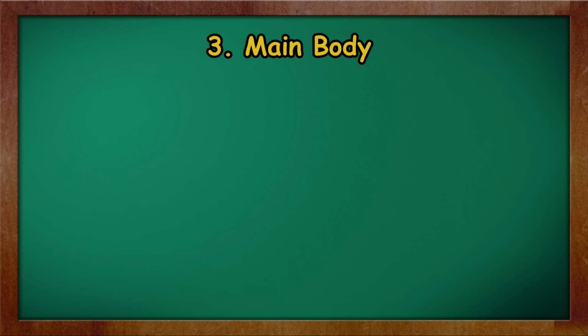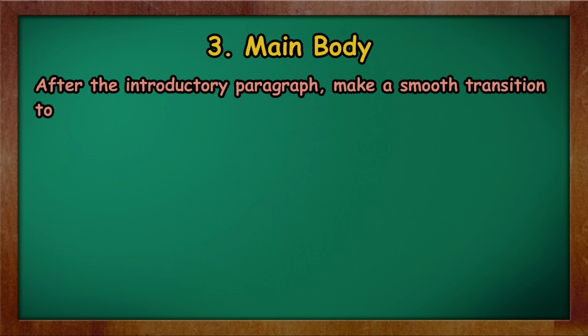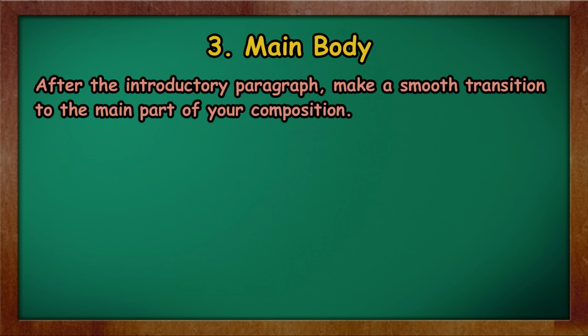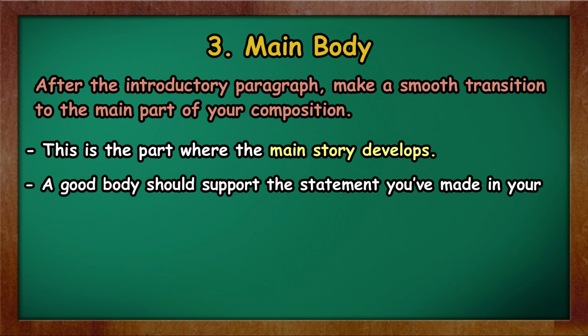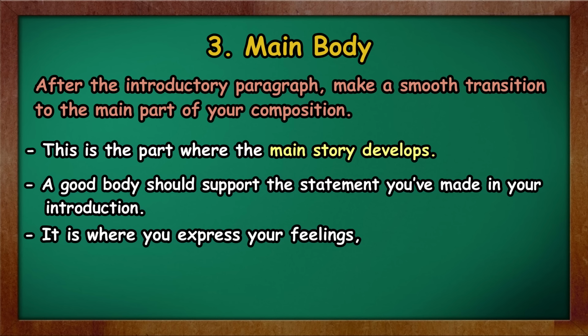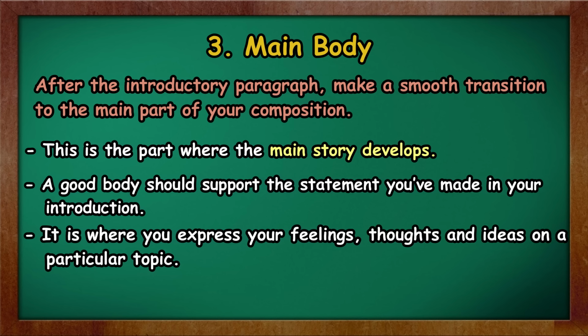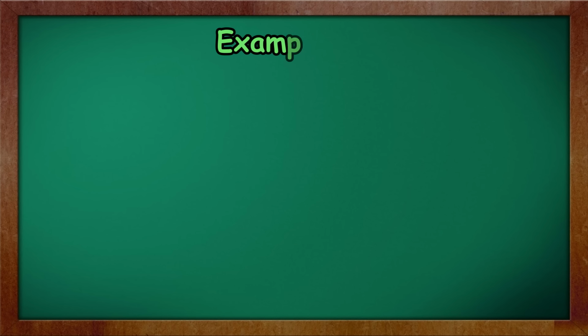Our third part is the main body. After the introductory paragraph, make a smooth transition to the main part of your composition. This is the part where the main story develops. A good body should support the statement you've made in your introduction. It is where you express your feelings, thoughts, and ideas on a particular topic. Check out the example for a better understanding.